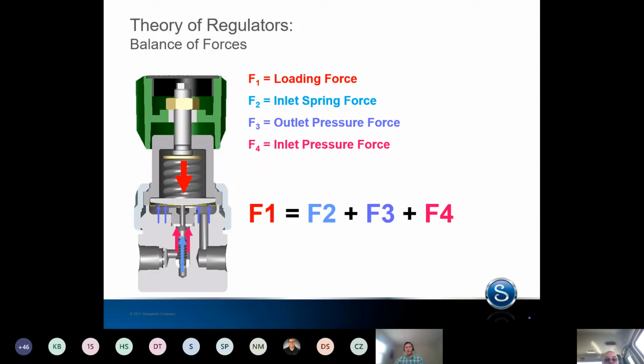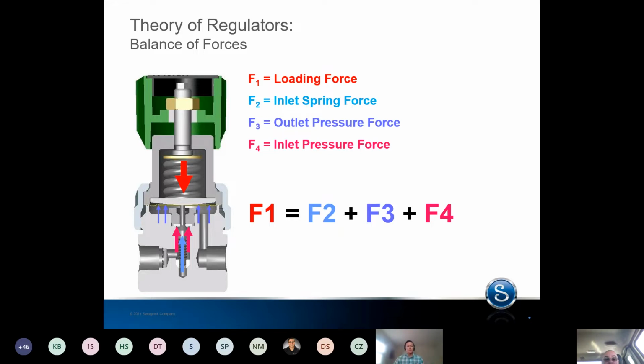Next is the inlet spring force. Most every regulator will have some sort of spring that keeps the poppet pushed against the seat if there's low or no inlet pressure to help do that. That's a really light spring, but it is something we have to consider. Next is the outlet pressure force. This is what we care about, right? That's all the force that's created by the outlet pressure acting on the underside of that sensing mechanism. And then finally is the inlet pressure force. While the area is smaller on the poppet, there is some force that's created by that inlet pressure.